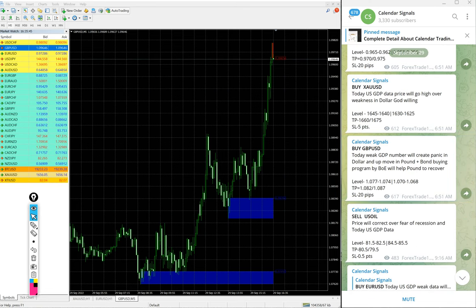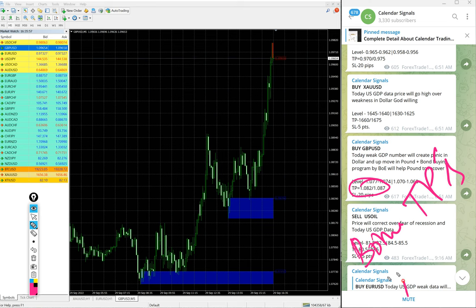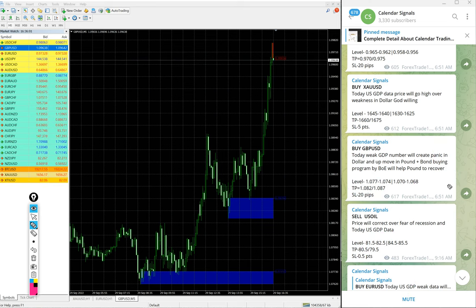And target given, target 1.082 reached, and the second target 1.087. Both targets, both TPs reached. You see on the signal given message, 6:51 AM GMT we posted. These are the entry levels we posted and the targets we gave. Both the targets reached, huge profit on the buy GBPUSD signal.